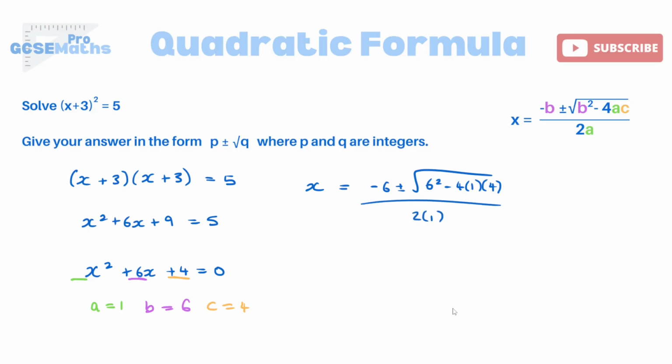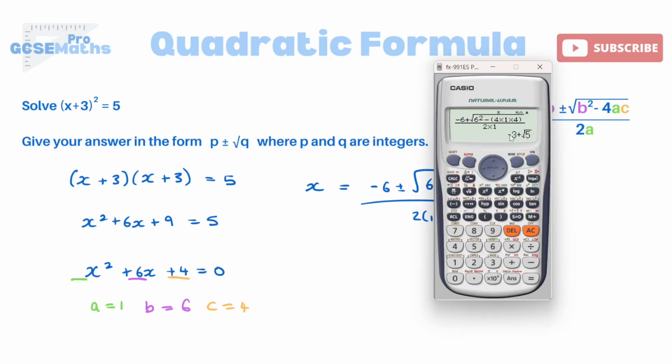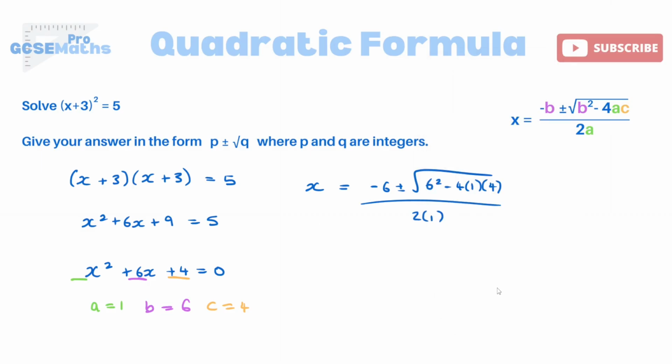Let's just put it into the calculator. So you can see here it has simplified it for me. I've got minus 3 plus root 5, and obviously the other one would be minus 3 minus root 5, so plus or minus. Now, let's say that you didn't have a calculator. Because you can technically use the quadratic formula without a calculator, the only thing is you won't get actual decimal answers. They won't make you work out decimals.